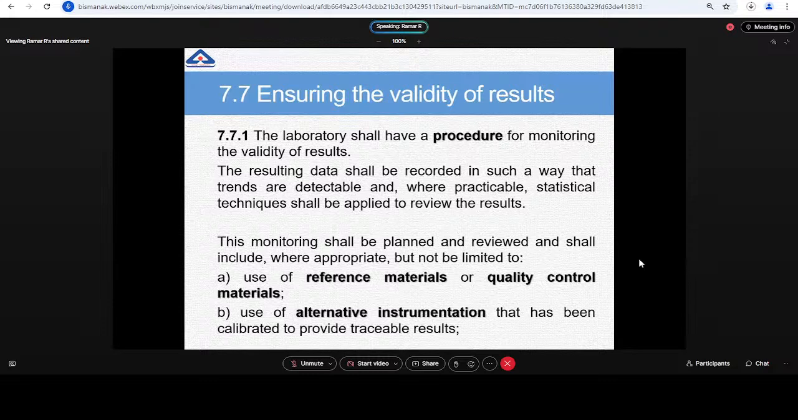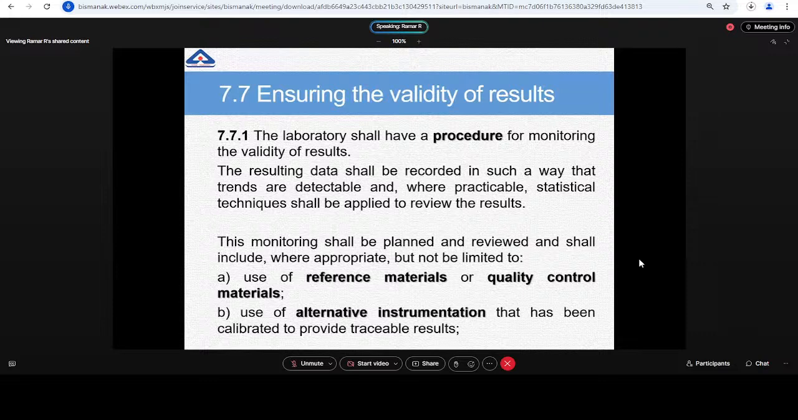And next is the use of alternative instrumentation that has been calibrated to provide traceable results. For the small instruments, if you have multiple instruments, it may not be applicable to you. Only if you have two different calibrated instruments available is it possible. If you have only one instrument, then you can straight away say that this clause is not applicable to you. For instruments like an oven or furnace, if you have two instruments, then you can apply this.